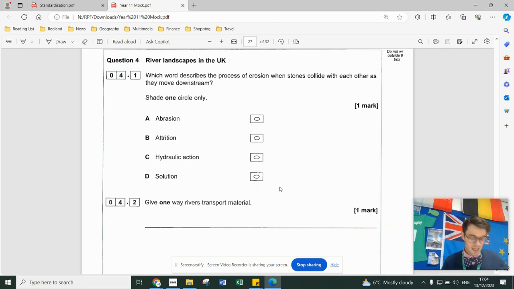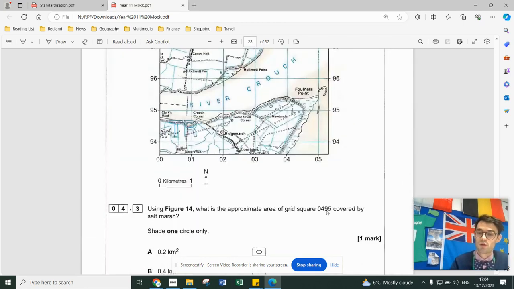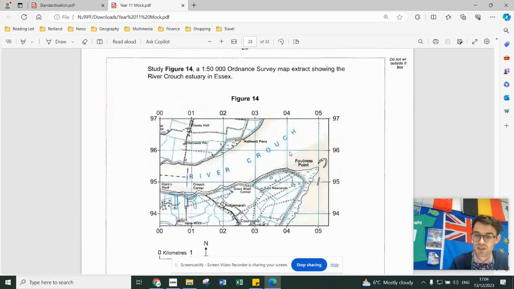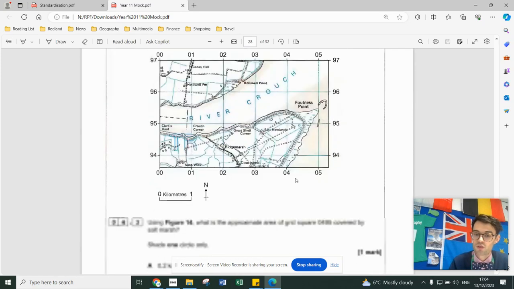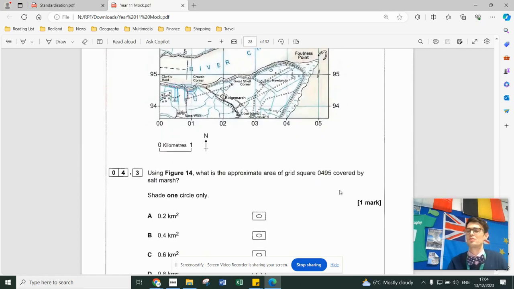takes place. You then had the question here about how much of the 0.49 to 0.5 box is covered by salt marsh. 0.495 is found at this point. A lot of you looked at it and went 0.4 because you saw all of this and thought, that's a fair bit. Problem is, salt marsh is only this section here that sticks out. That section in the corner is actually land, so it's not nearly half. It's less than nearly half, so it was 0.2 square kilometers.